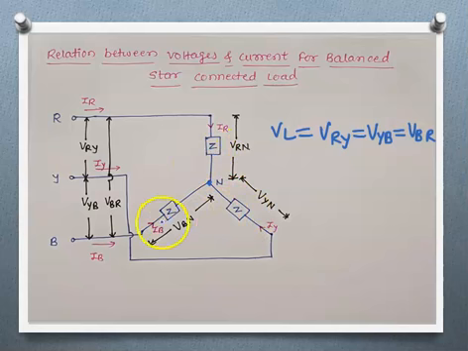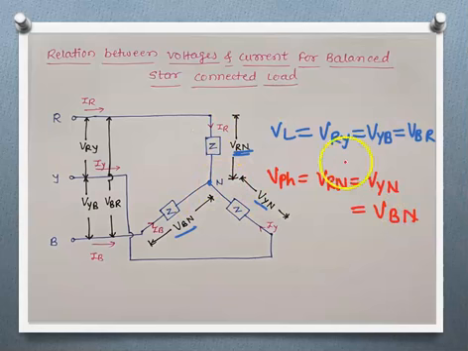Now see here, this is the impedance of one phase, this is second phase impedance, this is third phase impedance. So the voltage across a single winding or a single phase is called as phase voltage. So this VRN, VYN and VBN are the phase voltages. So let's write here VPH equals VRN equals VYN equals VBN. As it is a balanced load, the magnitudes of all the phase voltages are same.